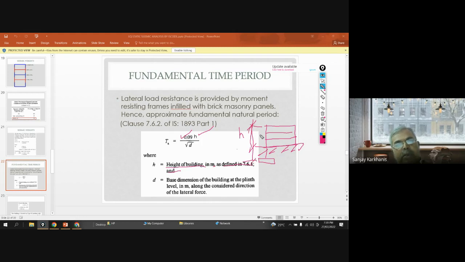Why am I saying this? Because in ETABS model, we say this is our 0, and then we are going for height of the floors, right? So this H is measured from ground level and not from footing level.